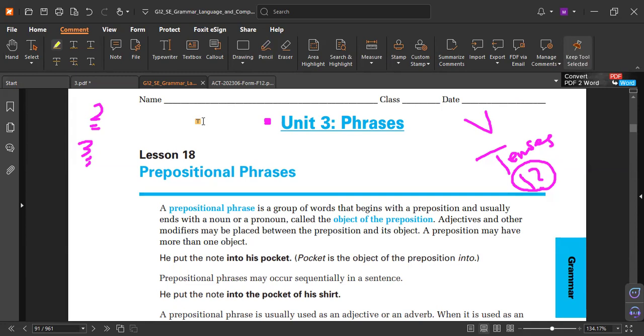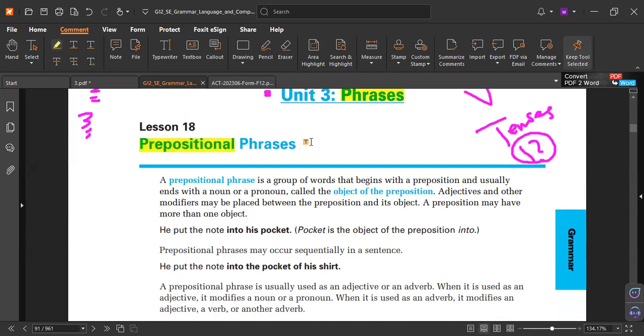Now, what are phrases? A phrase is a piece of information, but it's not a complete sentence. So when I tell you to delete the phrases, delete all the kinds of phrases in any sentence. Now the first type is the preposition phrase. It's something so easy. It starts with a preposition, like that.